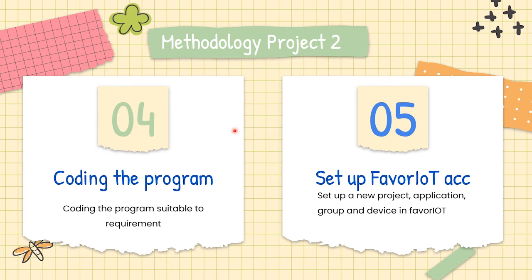So for step 4, we need to code the program. We will code the program suitable to the requirement. And then we go to step 5, which is to set up a Favoriot IoT account. We need to set up a new project, application, group and device in Favoriot IoT in order to make sure all our data is uploaded into the cloud. And this step has been taught in our lab module.